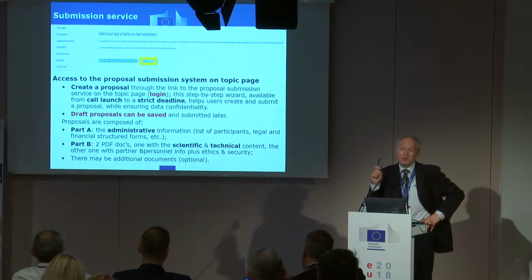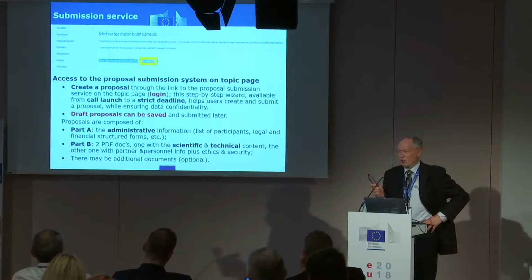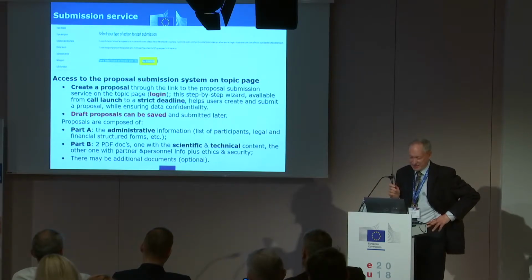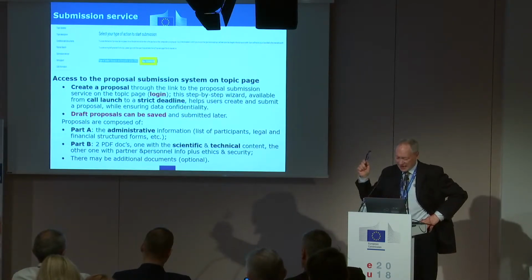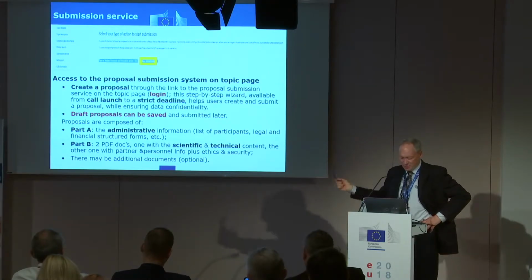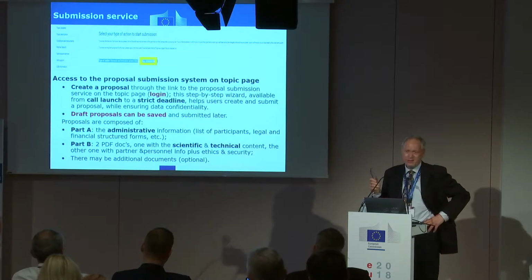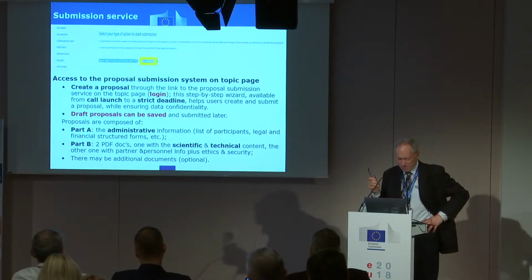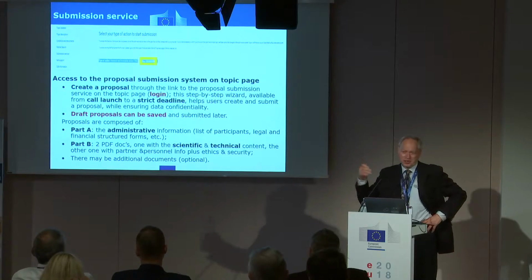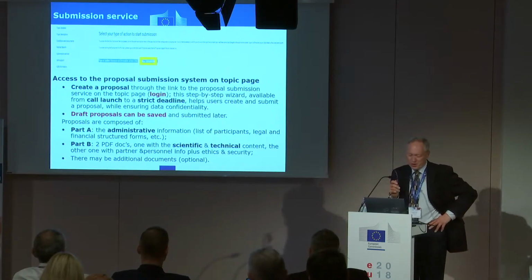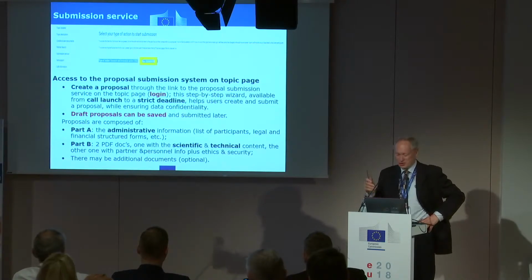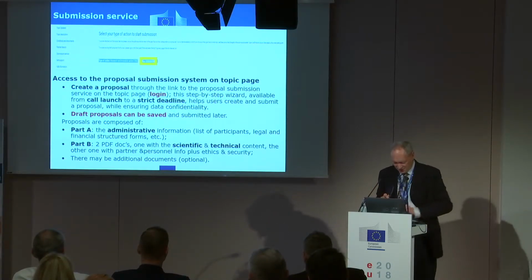This is important. If you make a mistake in the heat of the last day of the submission, you cannot ask us to go back to the version before. We have no access to it. It's really overwritten for data protection reasons. I will highlight that again later. A proposal consists of Part A, the administrative data, and Part B. Part B is two PDF documents, one with the technical annex, with the science and innovation, and the other one with information on the participant organizations, on the staff, and on ethics and security.